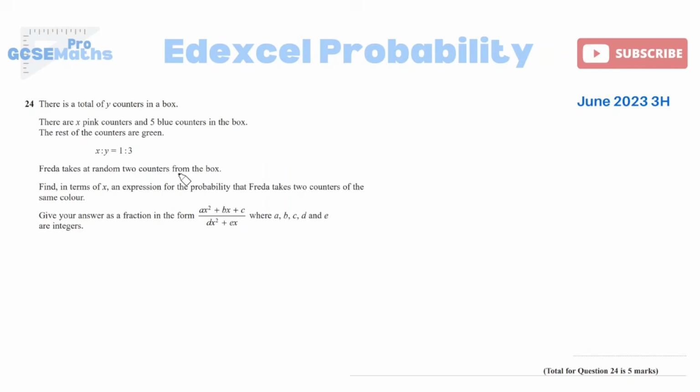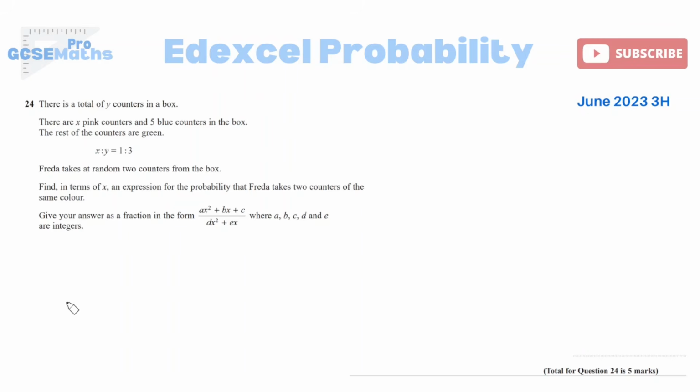Frida takes at random 2 counters from the box. So again, this is telling me I'm probably going to need to draw a probability tree, or if you can just at least envision it in your head, that's absolutely fine. So find in terms of x an expression for the probability that Frida takes 2 counters of the same colour. Give your answer as a fraction in this format where a, b, c, d and e are integers. So can you see here how we've got 2 letters, but they haven't given us enough information for 2 equations. Hence why, in this case, we're not solving anything, we're not finding any numbers, they're just telling us to leave it in a certain format with one of those letters left.